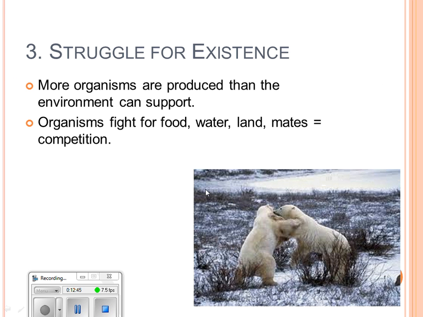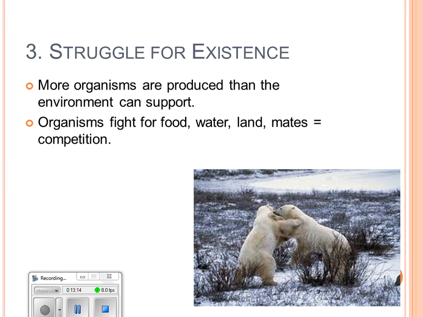The third way that we look at how natural selection works is the struggle for existence, competition. More organisms are produced than the environment can support, and that's typically true in all populations. There's only so much space and food to go around. So organisms have to fight for food, water, land, and even mates. Those that are better suited will survive and get the food and the water and the land and get to reproduce.